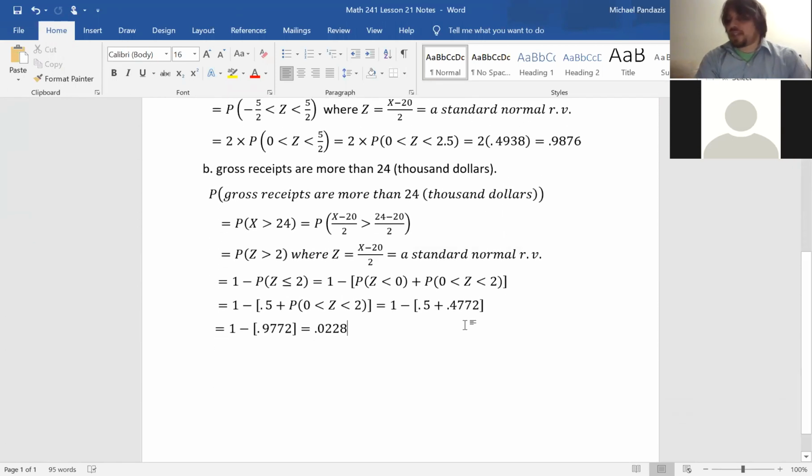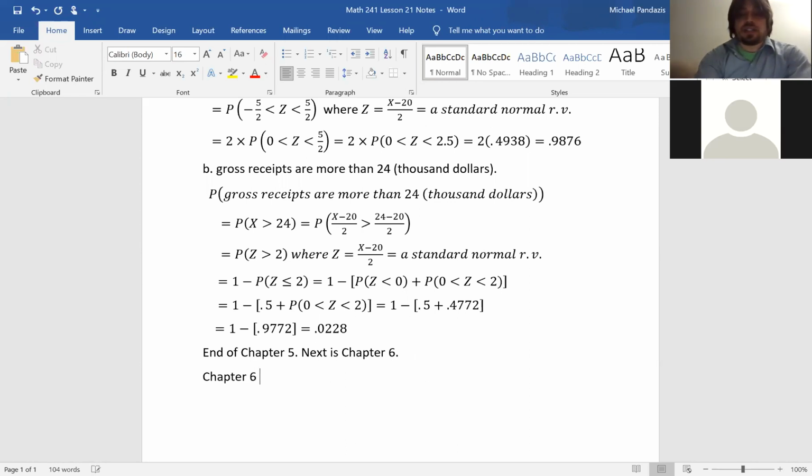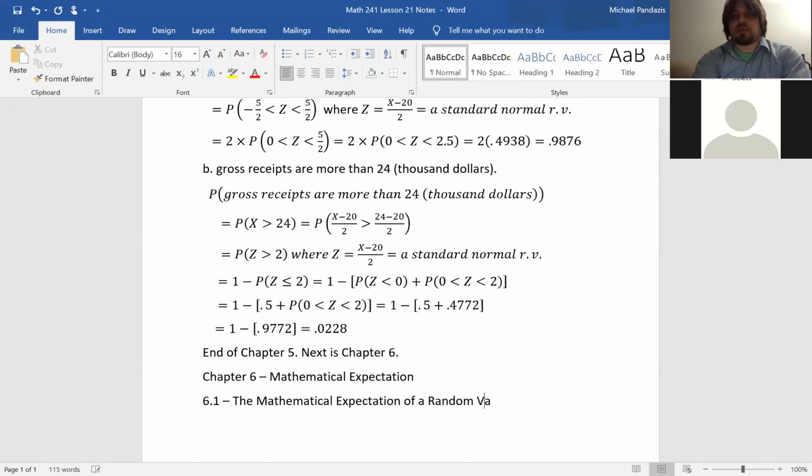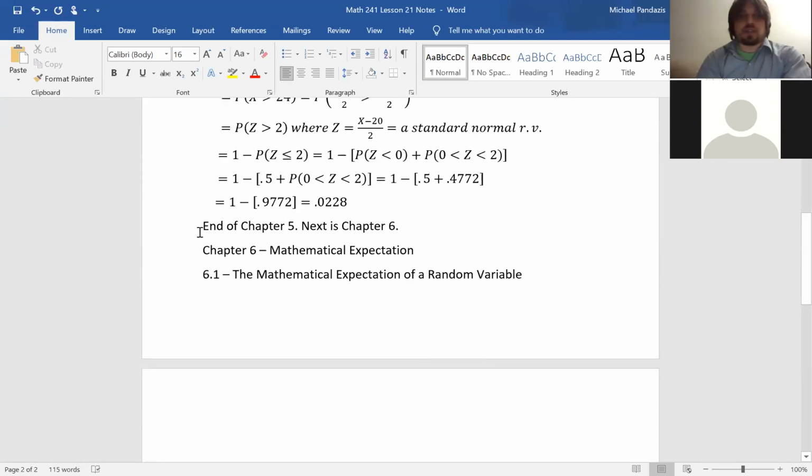Okay, so that is the end of chapter 5, and we're going to keep going. Okay, very good. So next is chapter 6. Chapter 6 is on mathematical expectation, and 6.1 is on the mathematical expectation of a random variable. So let's do that.